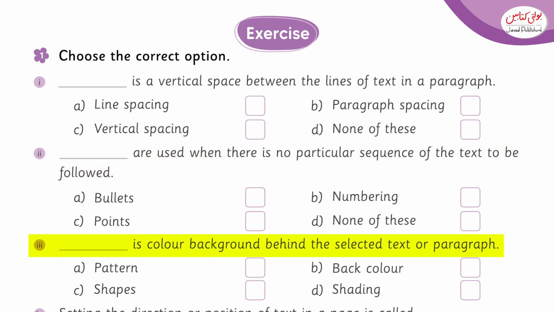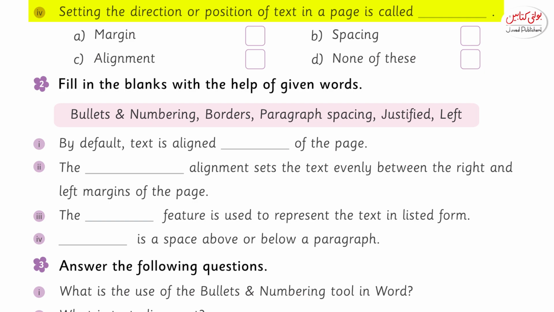Dash is color background behind the selected text or paragraph. Pattern, back color, shapes or shading. The right option is shading. Setting the direction or position of the text in a page is called margin, spacing, alignment, or none of these. The right option is option C, alignment.